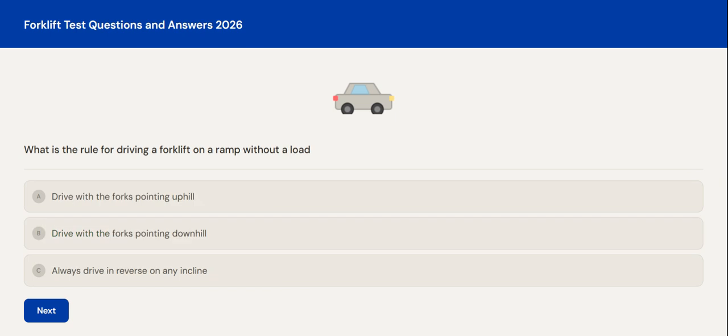Next question. What is the rule for driving a forklift on a ramp without a load? Drive with the forks pointing downhill. No load means no uphill weight advantage. Forks down on the way down prevents the rear of the forklift from lifting on a steep grade.